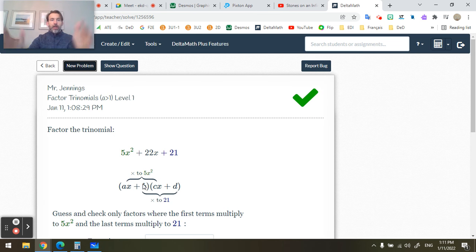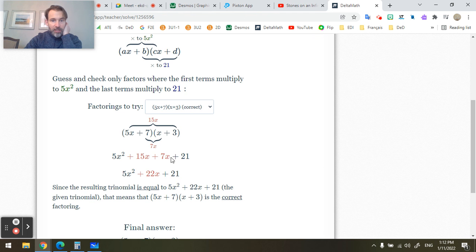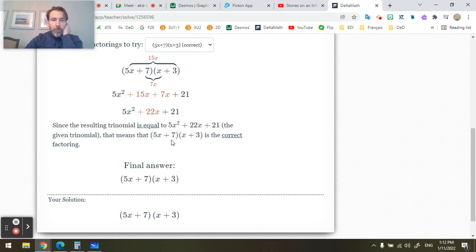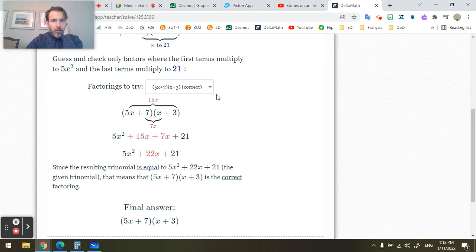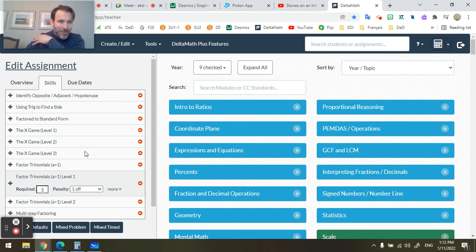Enter. Yay! And then you look at their method. Maybe their method is different. No, they did exactly the same thing. Oh, they just try different factorings. That's kind of boring. So they don't use the X game in the same way that we do. We have a nicer method than Delta Math.